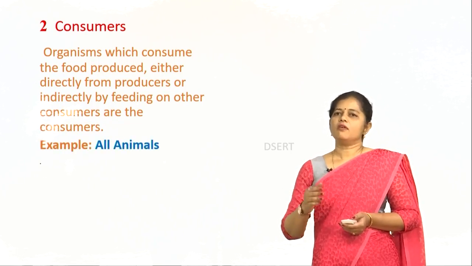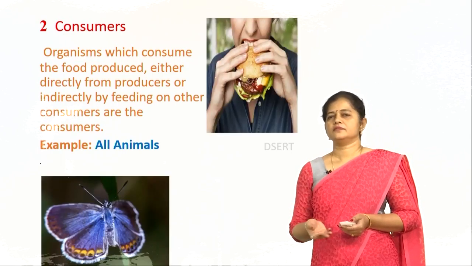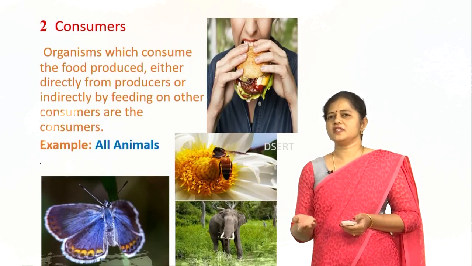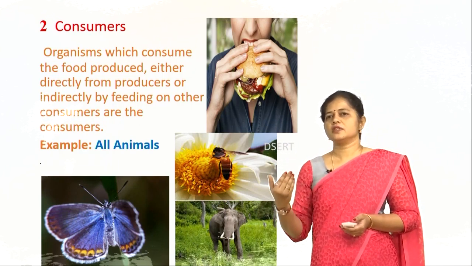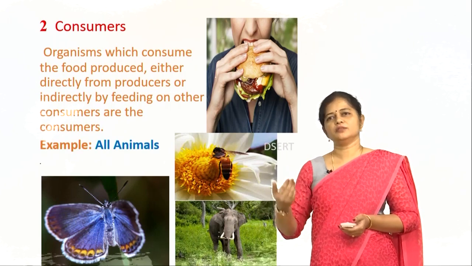For example, all the animals. These are the animals that you have seen. These are the organisms which consume food produced directly or indirectly by the producers.